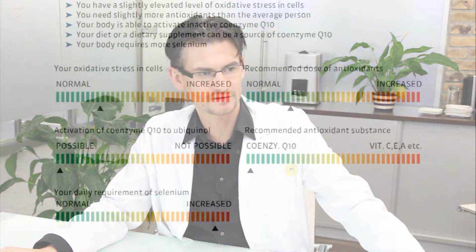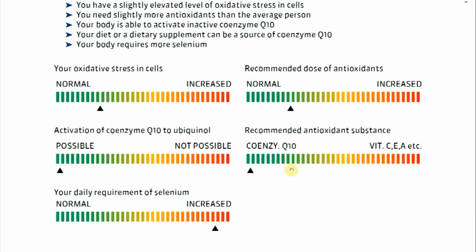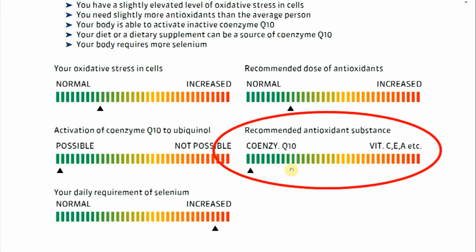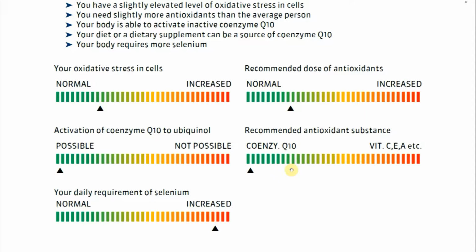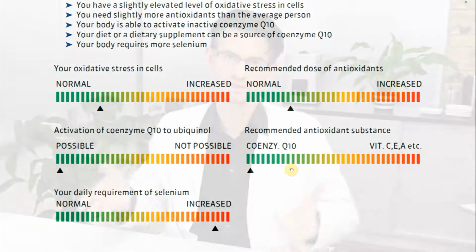So here you're going to find out if your body is able to activate coenzyme Q10 to ubiquinol. If it's possible, coenzyme Q10 is going to be active in you, it's going to help you. If it's here, then it's useless. Then some of you will now probably find out that you've taken coenzyme Q10 for years and you cannot process it, and it was all for nothing. And here you see the recommended antioxidant substance, coenzyme Q10 or alternative vitamins, depending on where you are. And again, we can take this information, we find out you need more vitamins or not, and then we choose which type of food to recommend to you.